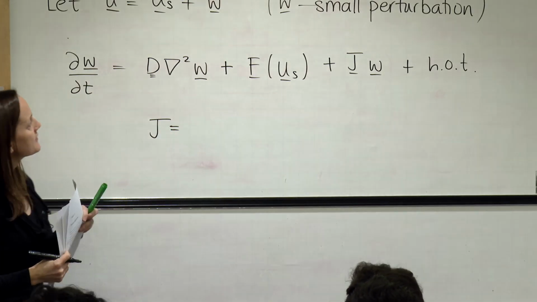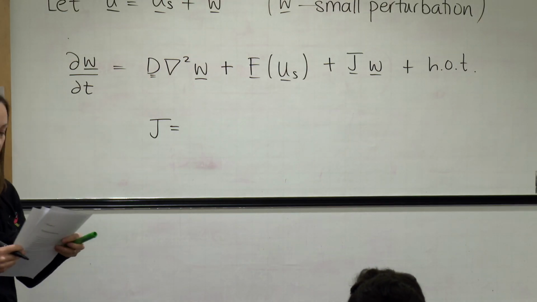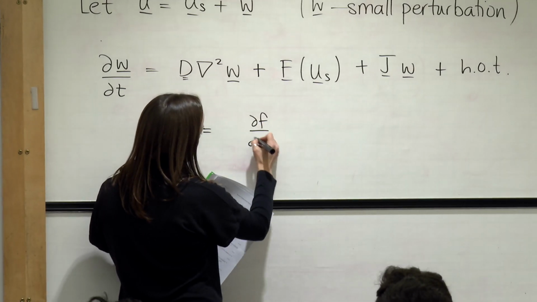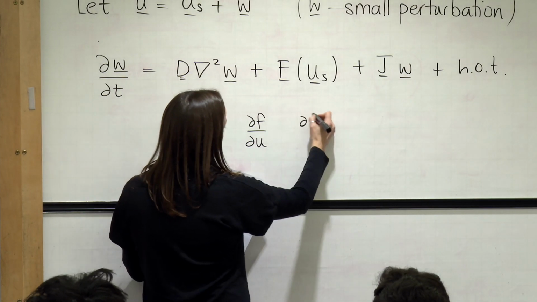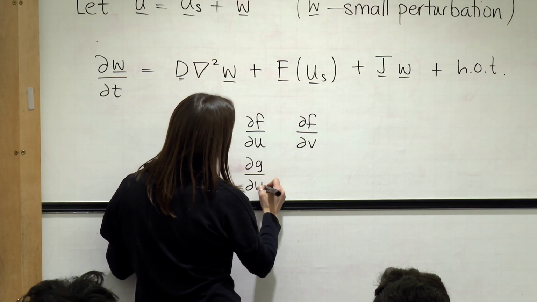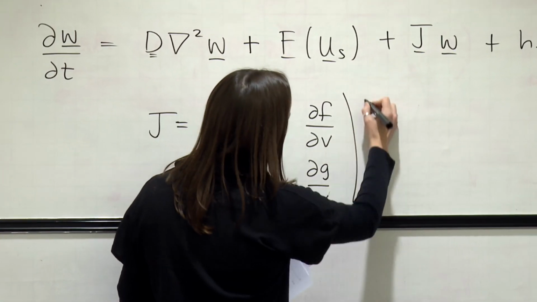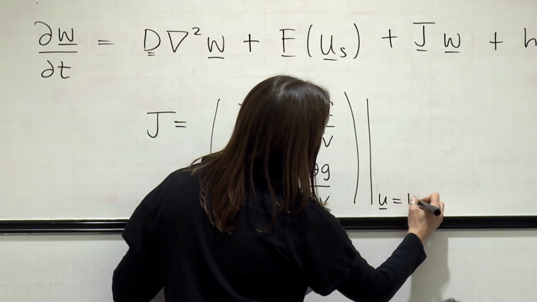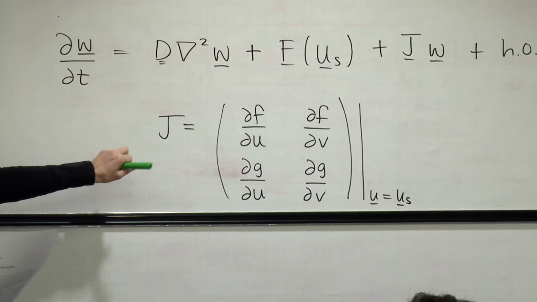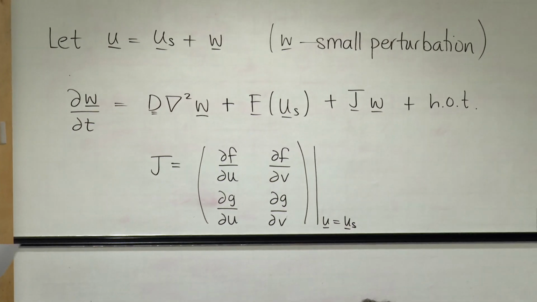So if you're slightly worried, just go home and do this, substituting the different perturbations. What you end up with is all the partial derivatives of f and g. So it's this Jacobian matrix of partial derivatives, evaluated at the steady state. So this really drops out of just Taylor expanding f of u around the steady state.